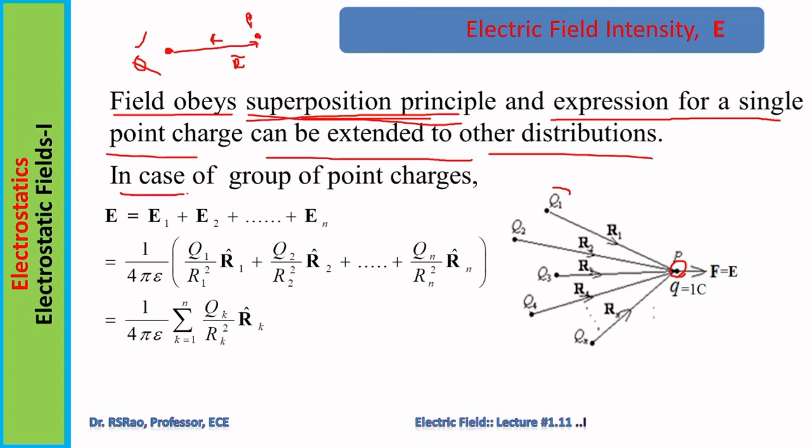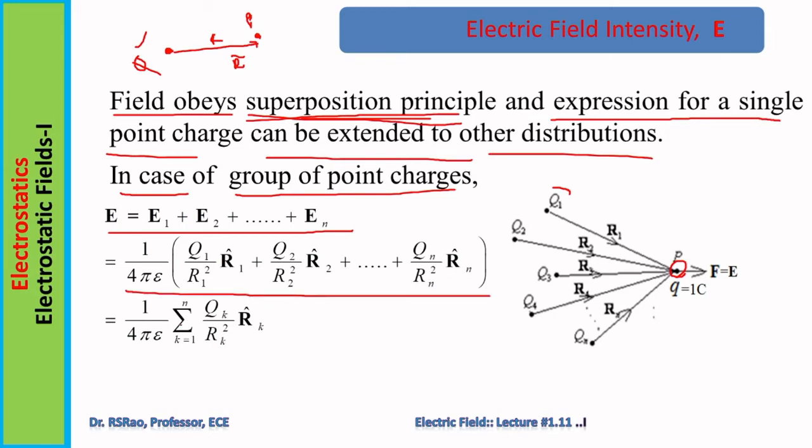So in case the charge distribution is a group of point charges, then electric field intensity is E1 plus E2, etc., En. It becomes 1 by 4 pi epsilon, Q1 by R1 square R1 cap, plus Q2 by R2 square R2 cap, plus Qn by Rn square Rn cap. Of course, this lengthy expression can be put into a compact form using the symbol sigma: 1 by 4 pi epsilon, sigma k equal to 1 to n, Qk by Rk square, Rk cap.